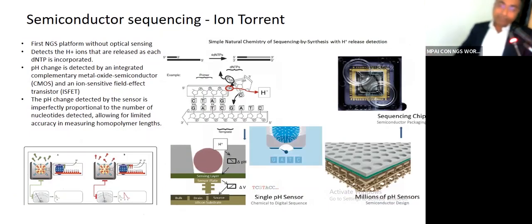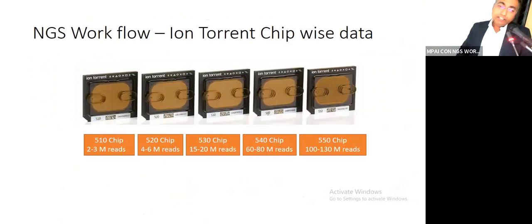And this is semiconductor-based sequencing. This is a mini pH meter. There are different chips available here as well. On the Genexus platform, a single chip is available, the GX5. And on the S5, there are five chips: 510, 520, 530, 540, and 550 chips are available.